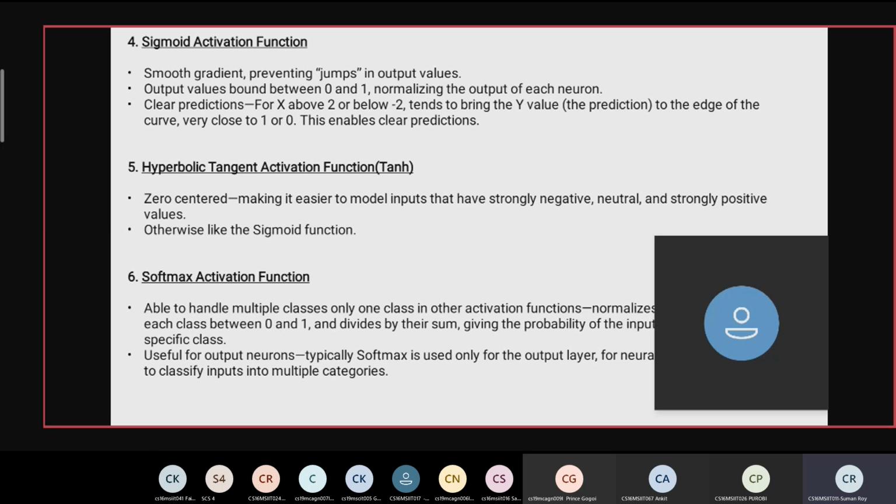So the fifth one is the hyperbolic tangent activation function. This activation function is slightly better than the sigmoid function. Like the sigmoid function, it is also used to predict or differentiate between two classes, but it maps the negative input into negative quantity only and ranges between -1 and 1.